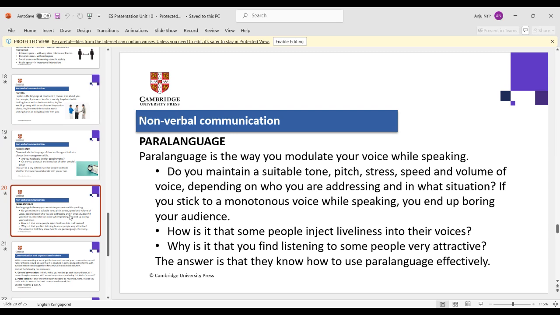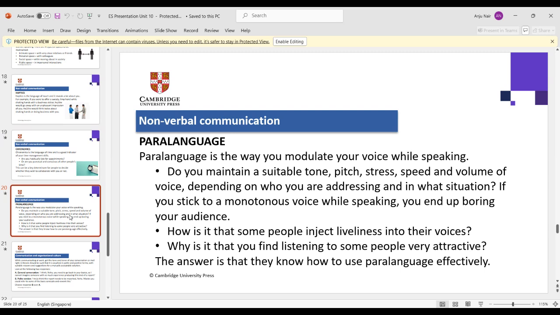Then the next one is paralanguage. That is, am I speaking with the right tone, the right stress, the right pitch? Pitch means intonation, the rising and falling of sound, speed, volume of voice, depending on whom I'm addressing and in what situation. If you're tired, monotonous, or bored, your voice will be devoid of energy. It will be a dull and monotonous voice, right?